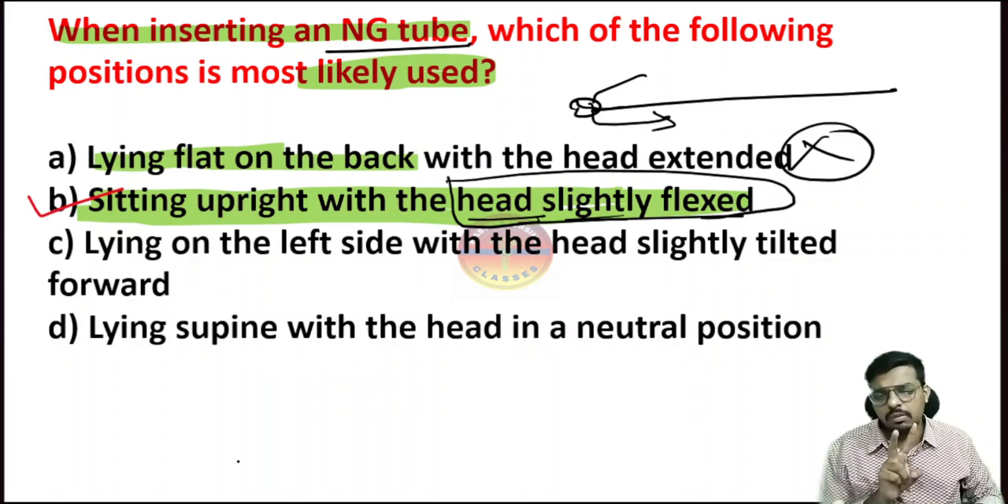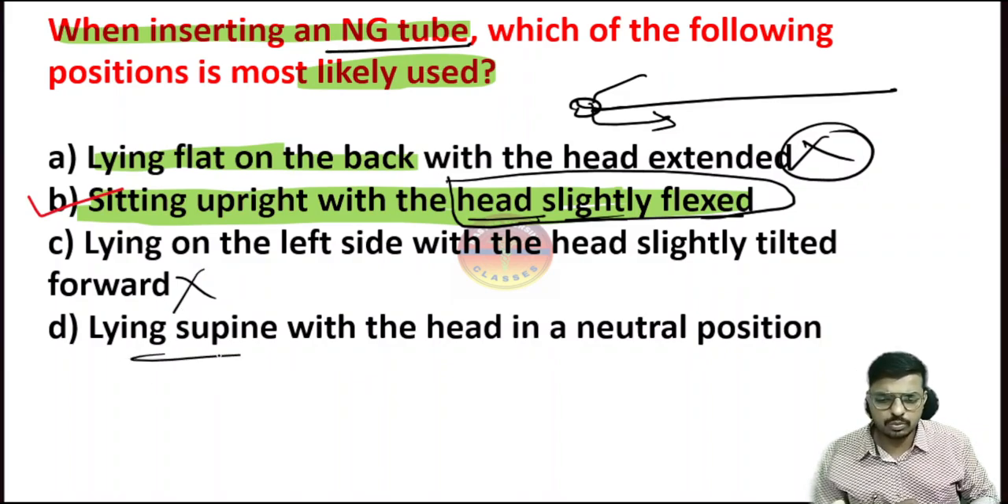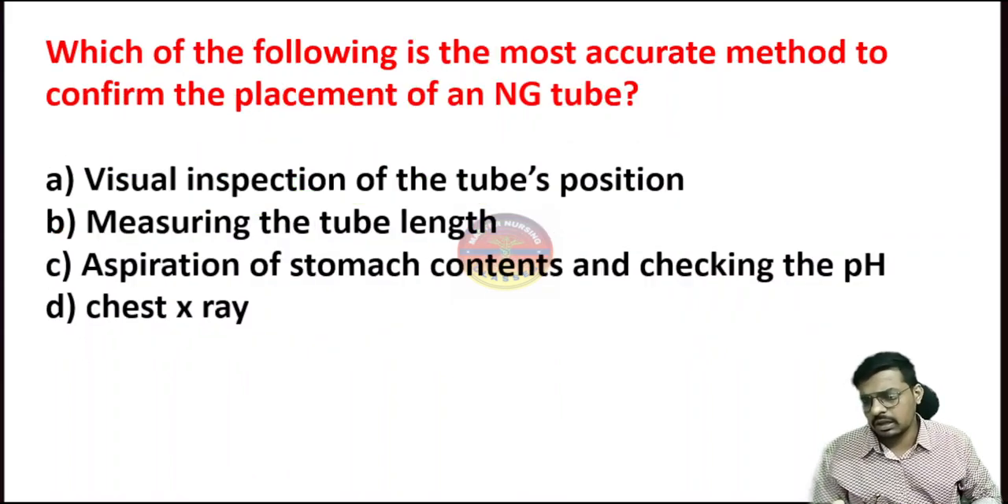So this is the reason, most importantly, for easy insertion of the NG tube directly into the esophagus, the first-preference answer. The second-preference answer is closing the airway and preventing aspiration of gastric content. So the best position, sitting upright with the head slightly flexed, is our correct answer here. Then option C, lying on the left side with head slightly tilted forward, is not correct. Then lying supine, again not correct, because it increases the risk of aspiration.